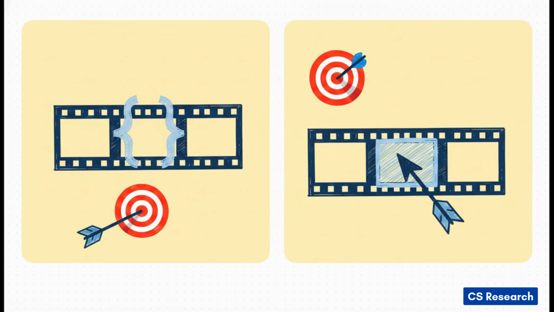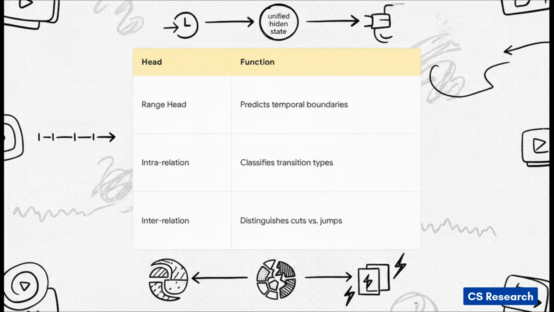To achieve a really holistic understanding, that unified hidden state is passed through 3 parallel output heads simultaneously. Because they share weights, they actually optimize together. The range head predicts the discrete temporal boundary, the exact end frame. The intra-relation head looks inside the shot to classify the transition type. Is it a vanilla segment, a wipe, a dissolve, or a fade? Meanwhile, the inter-relation head distinguishes the relationship with the preceding shot, explicitly classifying whether the cut was a standard transition, a hard cut, or one of those really tricky sudden jumps.